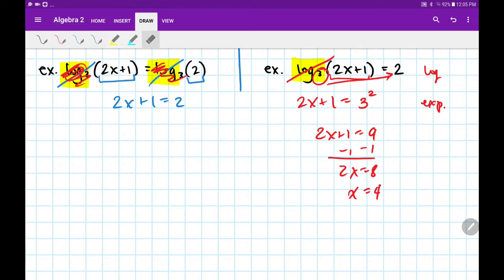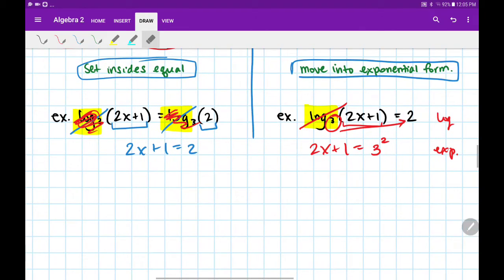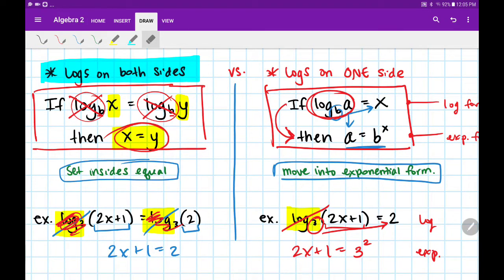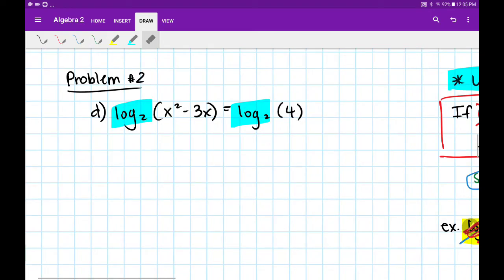Again, the answers are not so important, just a demonstration of different types of log problems. So, if you didn't already, please write down these two notes. Now let's go to problem number 2.